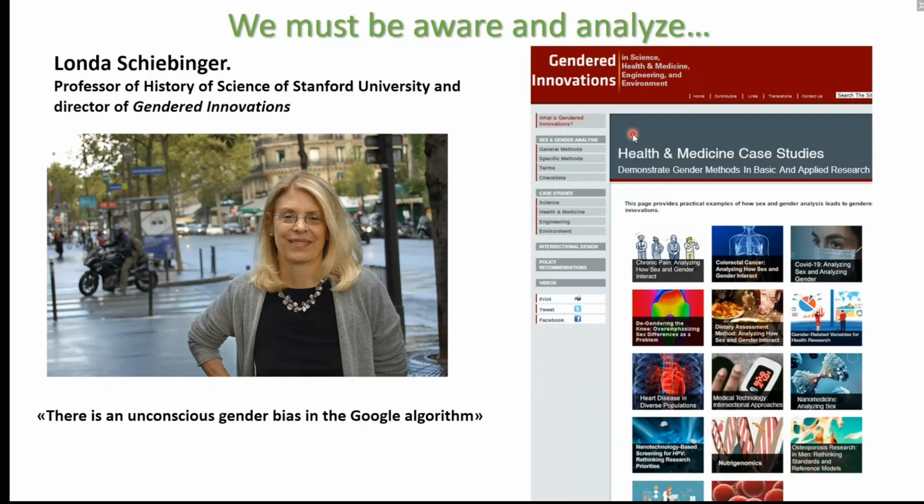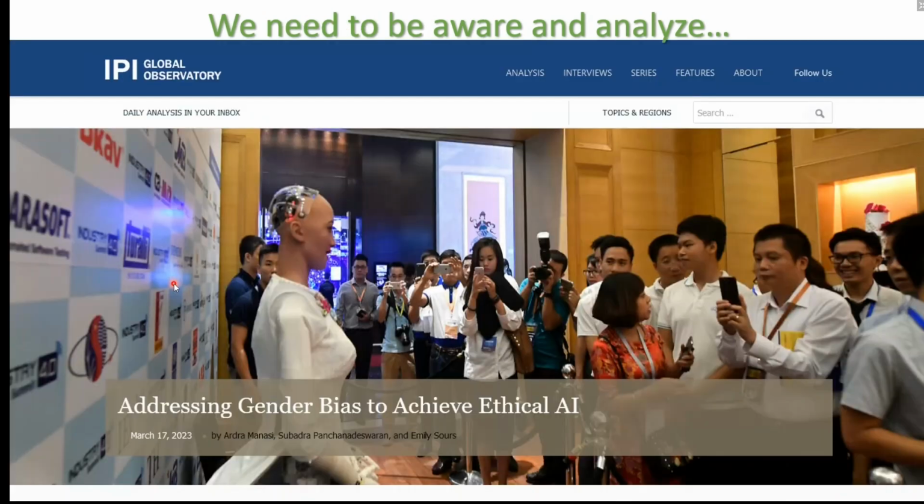Well, not only the number of people or the gender balance is a problem, but we also have additional problems that could get worse and worse in the future. For instance, Londa Schiebinger mentioned the unconscious gender bias in the Google algorithm. This is something that could also happen in artificial intelligence, and in fact, there are a lot of people trying to determine how biased this new technology is.